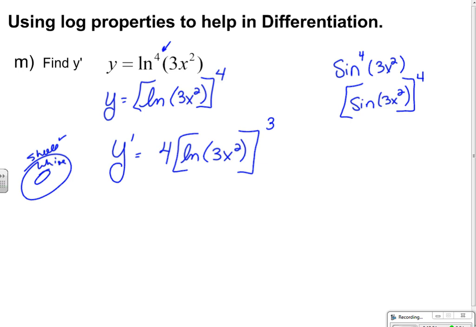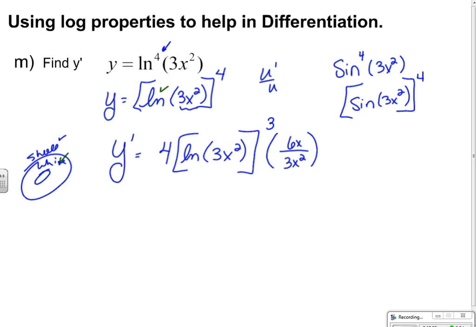Now let's move to the next function inside. That would be the natural log, or what we kind of refer to as the whites of this hard-boiled egg. The derivative of natural log is u prime over u, correct? So I'm going to have multiplying, the u is this little portion, so 3x squared. And then the derivative of the inside is going to be the 6x, and that's kind of like the yolk of the problem.